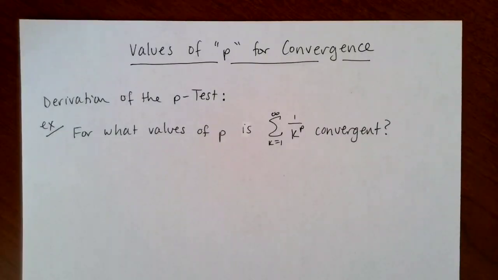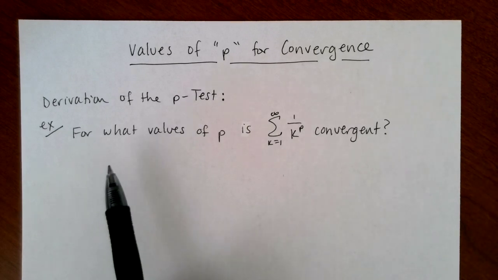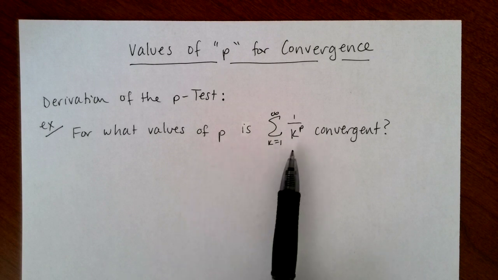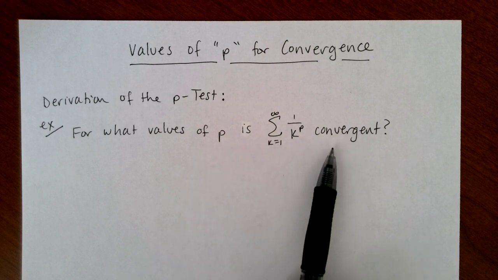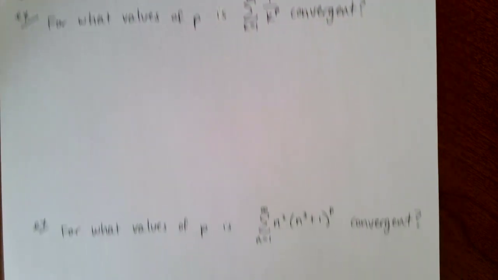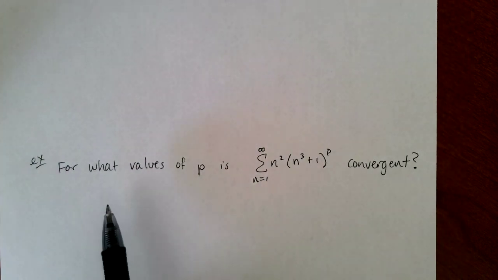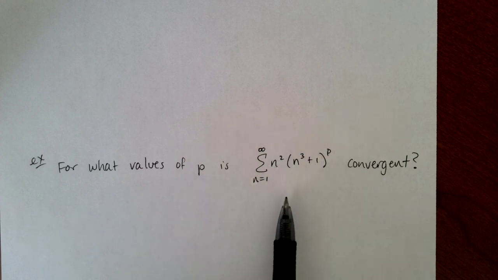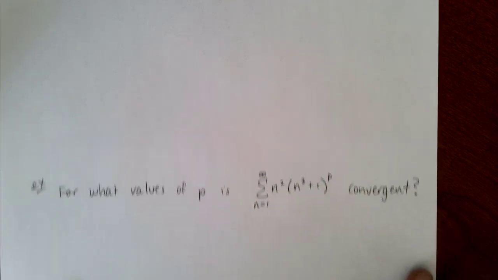Talk about where the p-test comes from. So we're going to start in this video by answering the question, for what values of p is this series convergent? And this is exactly the rules of the p-test. So essentially we're going to derive where those rules come from. And then we're going to use it as a guide to answer a spin-off question, for what values of p is this thing convergent? We're going to use a similar strategy.